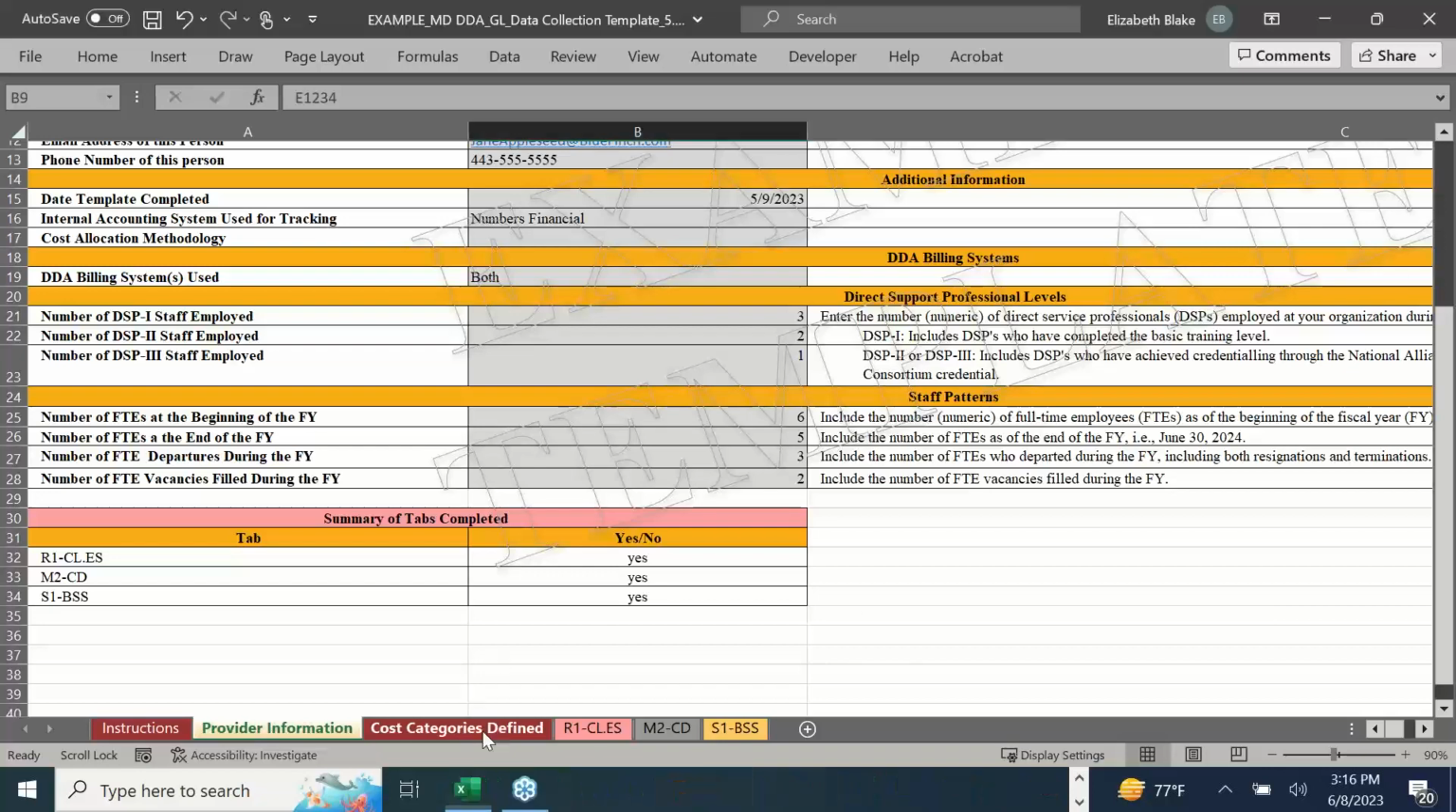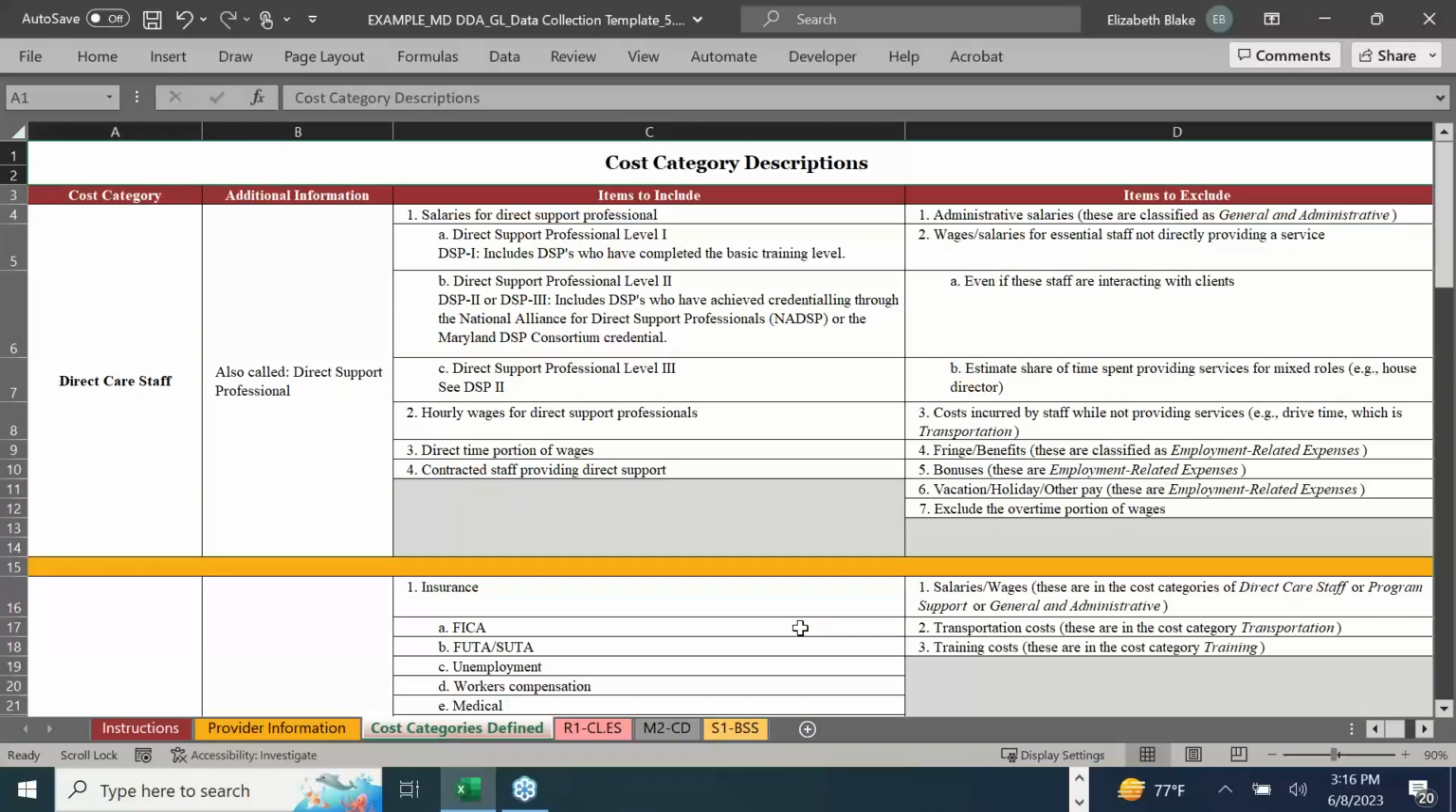So like Marianne said, in the instructions document, there was a cost categories description table. It's also going to be here in your tab, and this is super important because it's going to be really easy for you to reference back to it while you're completing the template, but it should look familiar to you from the fiscal year 25 data collection tool. So it uses the same definitions and cost category items.